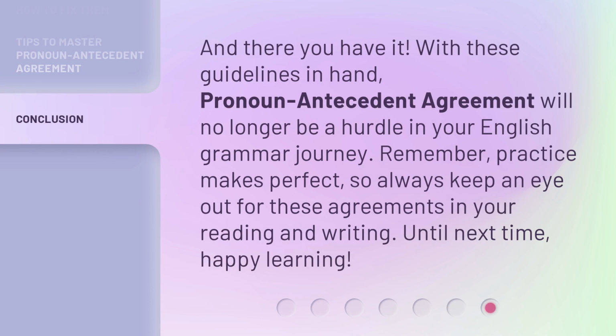And there you have it. With these guidelines in hand, pronoun-antecedent agreement will no longer be a hurdle in your English grammar journey. Remember, practice makes perfect. So always keep an eye out for these agreements in your reading and writing.